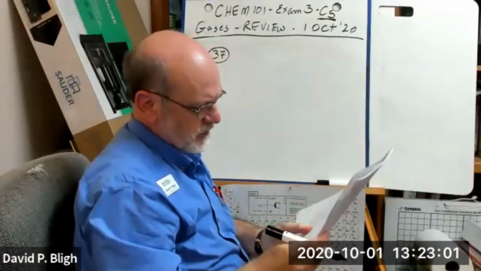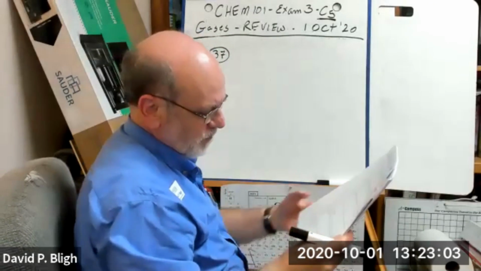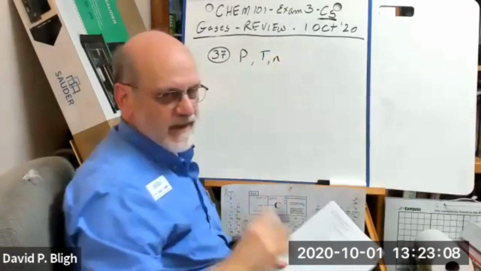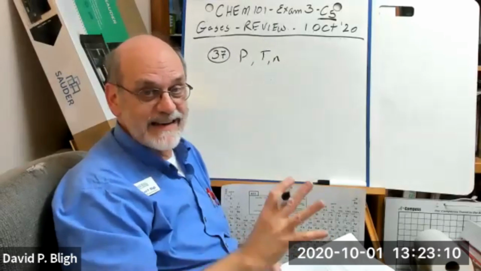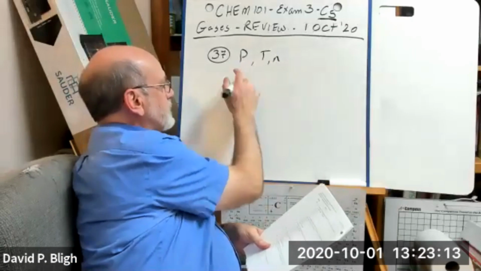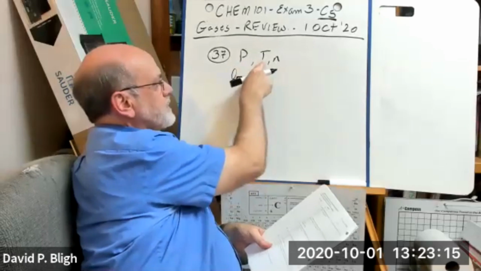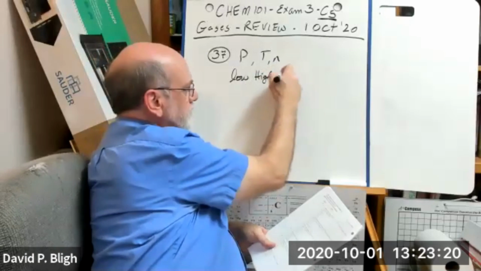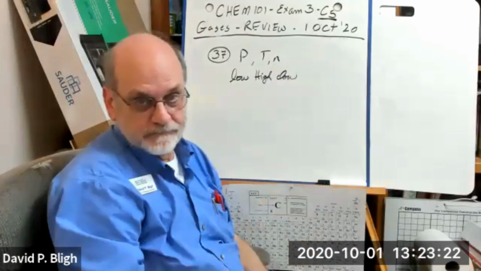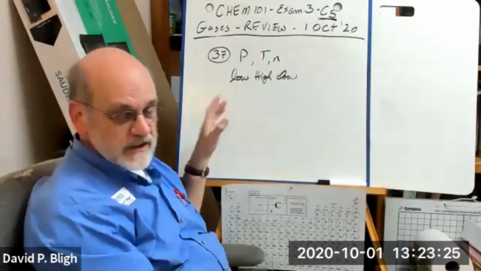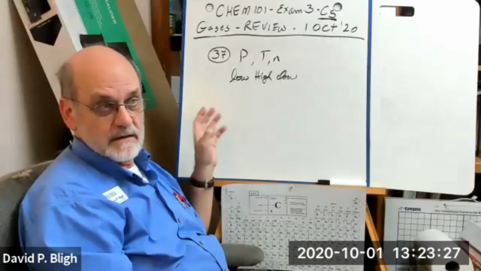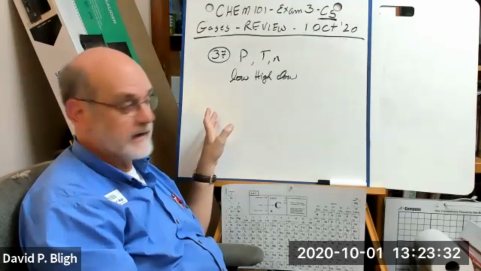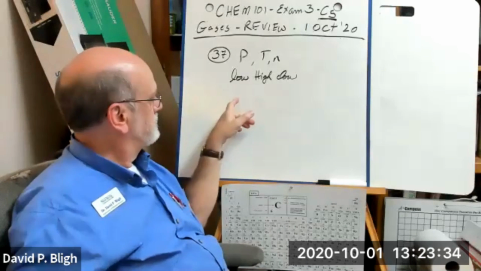Which conditions of P, T, and N, respectively, are most ideal? P, T, and N. What do they need to be for ideal behavior? Pressure, low. Temperature, high. Number of moles, low. With those conditions, you have the kinetic molecular theory of gases satisfied for ideal behavior.